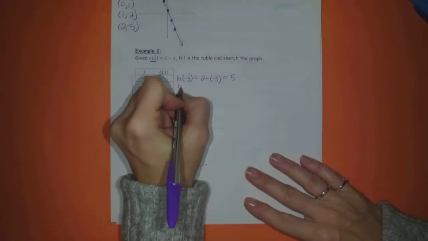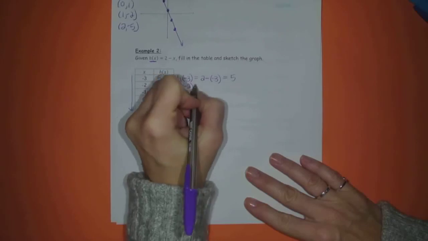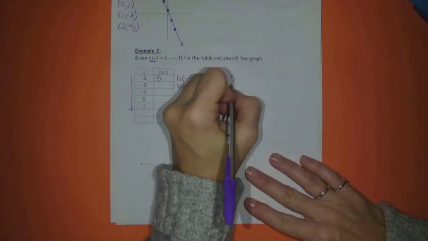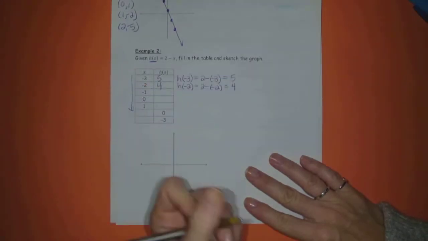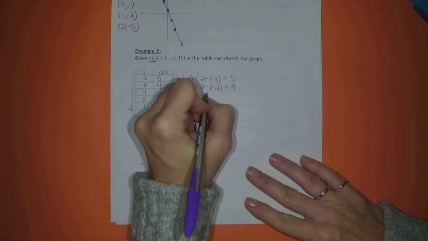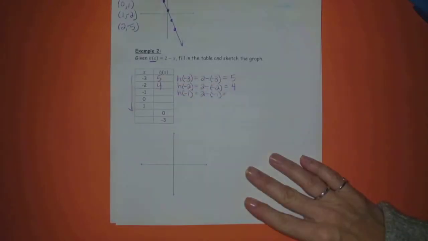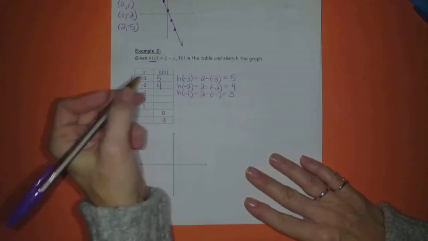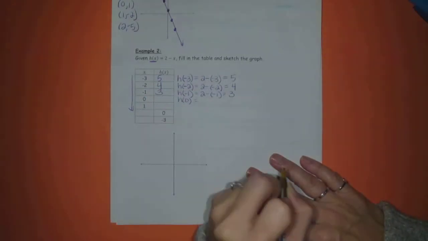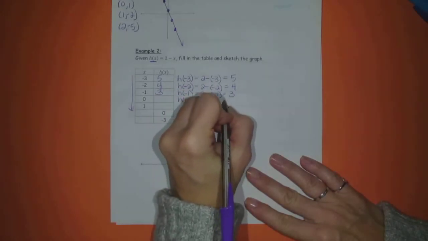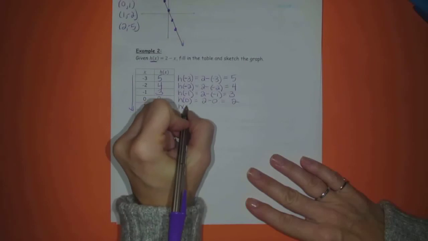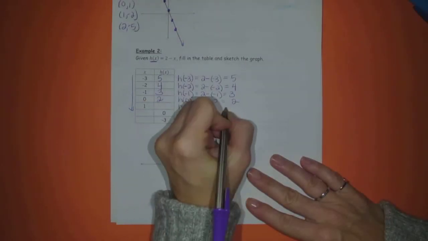Okay, when x is negative 2, h of negative 2 is 2 minus negative 2, which is 4. And h of negative 1 is 2 minus negative 1, which is positive 3. And I just keep following this. h of 0 is 2 minus 0, which is 2. And h of 1 is 2 minus 1, which is 1.